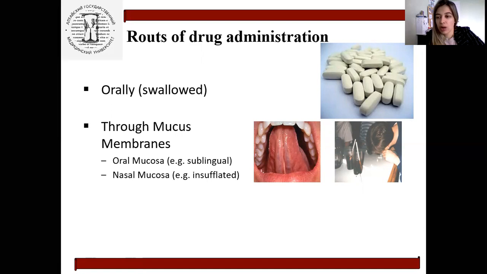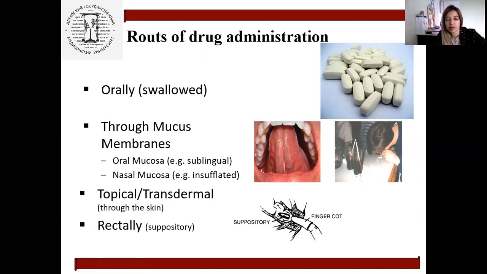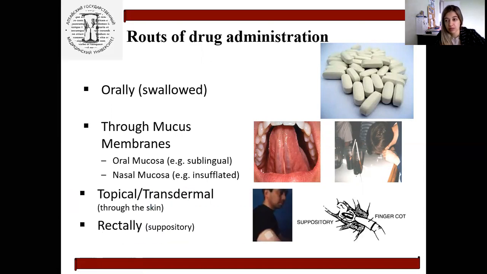And here you can see cocaine. Some young people use cocaine by nasal mucosa administration. And also we have topical transdermal administration. Here you can see the example of this plaster, which we put on our skin, and through it the drug can be absorbed into the blood. And also the drug can be administered rectally in the form of suppositories which we put rectally.